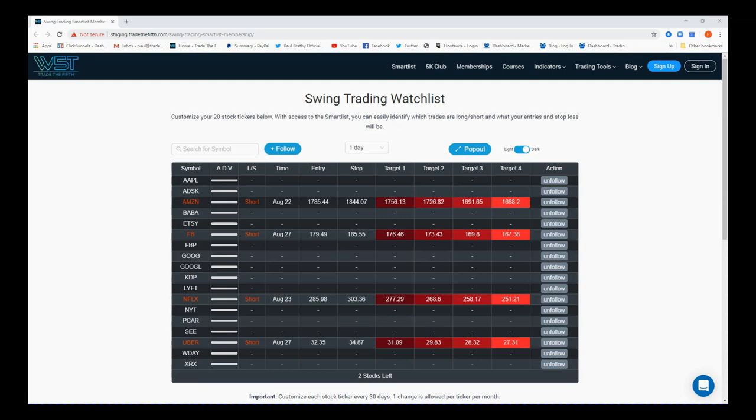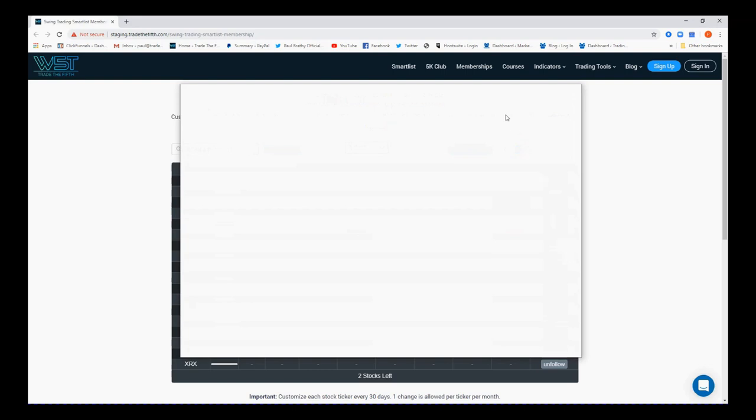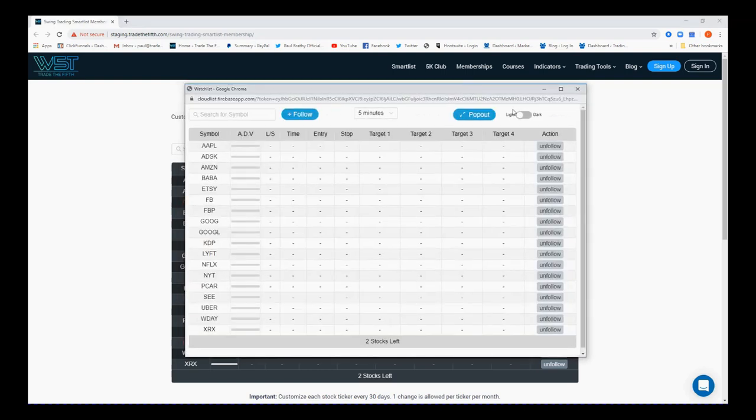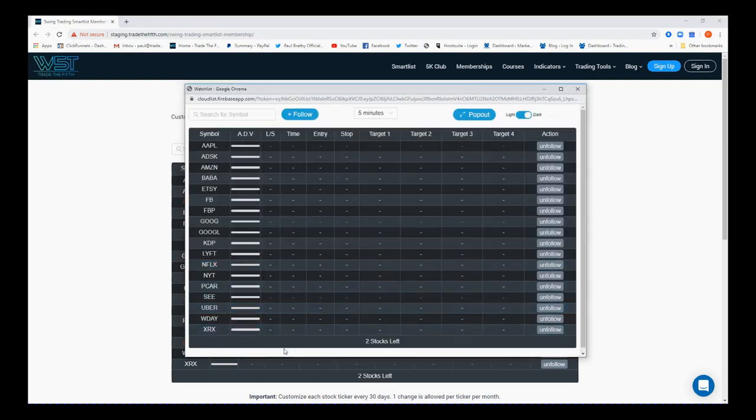So in the membership area, on the 20 stocks membership, you're allowed to put 20 different stocks on here every 30 days, and this gives you breakout signals on the daily time frame, both long and short. You can pop these out like this. You can change it from light to dark, and then we'll go through and show you how to add those particular stocks.